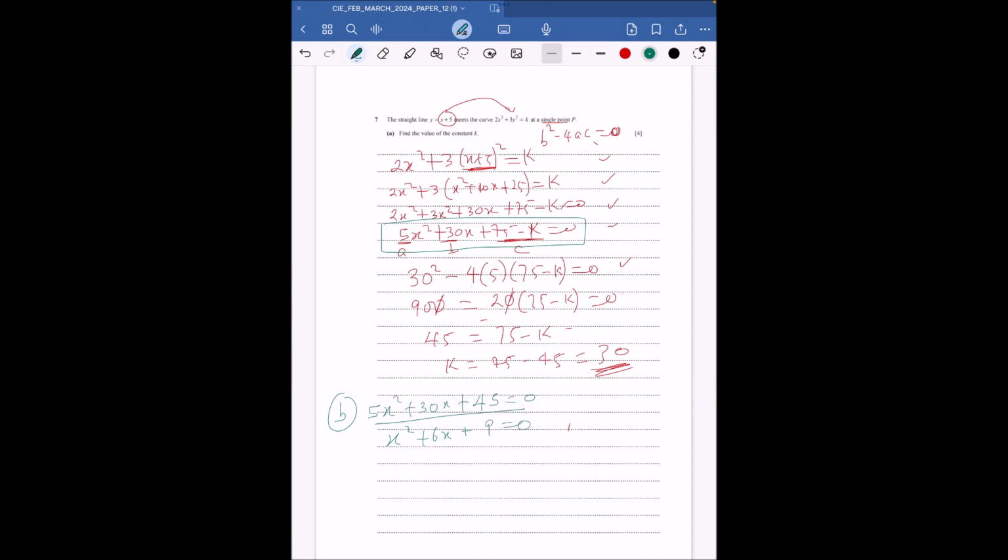You can directly see from here, if you are good with quadratics, this is a perfect square. You can use a calculator to factorize also. So x plus 3 squared equals 0. So x is minus 3. So you can find y. y is equal to x plus 5, so y is minus 3 plus 5, so that will be 2. So my coordinate is minus 3, comma 2.